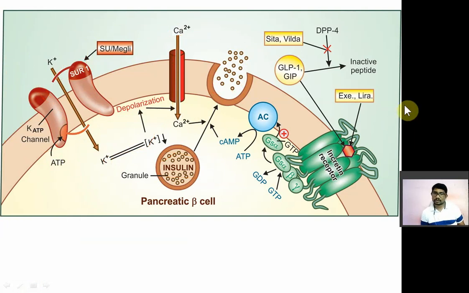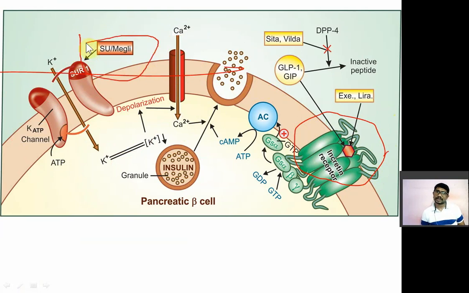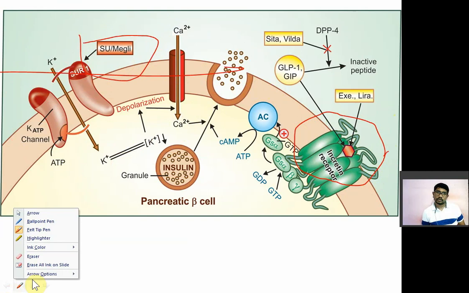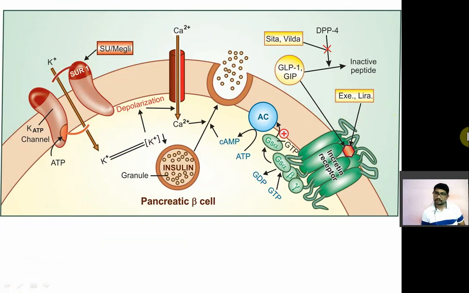You have another receptor known as the GLP-1 receptor or incretin receptor. So I have explained these two classes' mechanism of action. Sulfonylureas ka mechanism ho gaya aur meglitinides ka mechanism ho gaya. Abhi dusra ek class hai aapka, usko bolte hai incretins or GLP, glucagon like peptide agonists. They are known as incretins.